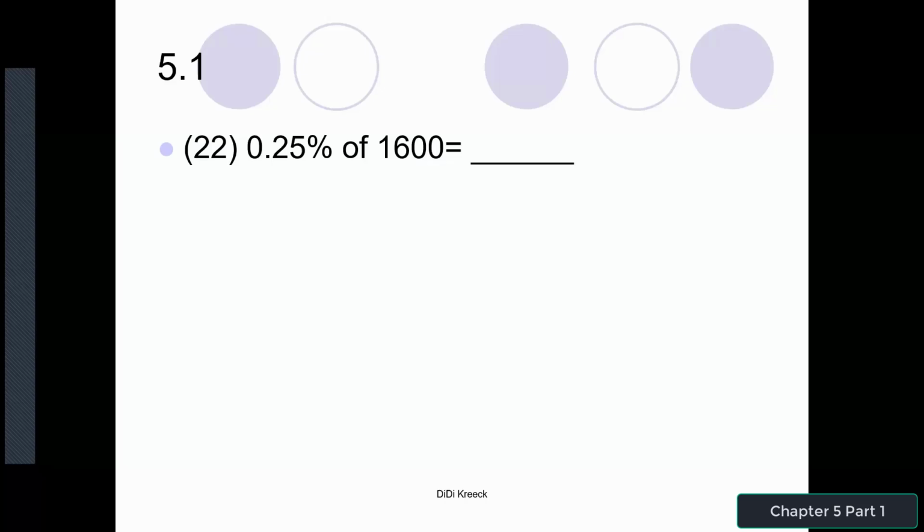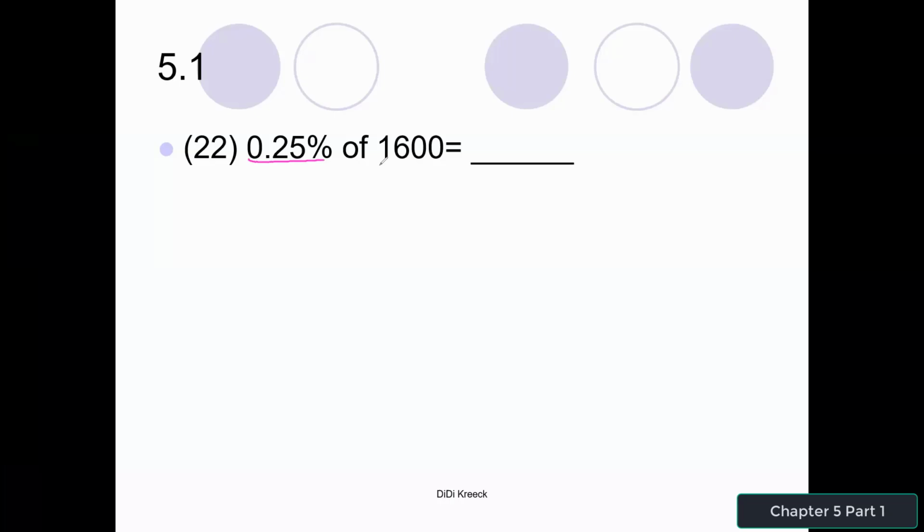So in 5.1, problem number 22, okay? You see that you have 0.25% of 1,600 equals unknown, right? So this is a base, amount, and percent type of problem, because in here, we have a percent, okay? We have a base, okay? So we need to find the amount. Then we say base times percent equals amount, right? So we can plug this in.